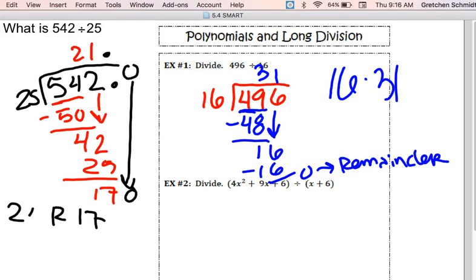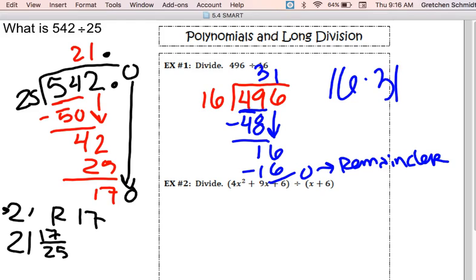The way we're going to write it is actually closer to this way. We have 21 whole times it went in, and we had 17 pieces left over. So we're going to write it as a fraction. 17 of those pieces were cut up into 25 parts. So your remainder is a fractional part left over. When we divided it, we cut it up into 25 pieces.